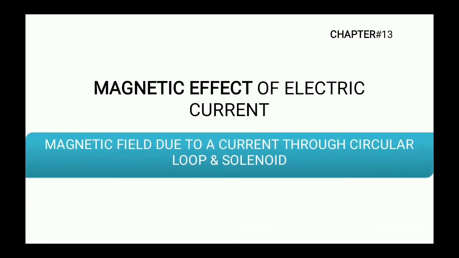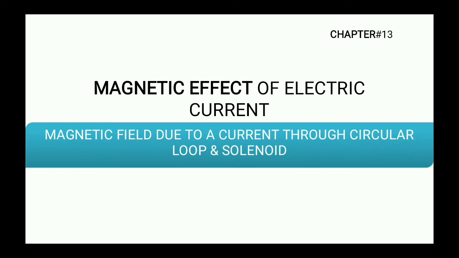So, today we will be continuing the lesson magnetic effects of electric current, and in that we will be studying about magnetic field due to current through circular loop and also magnetic field due to solenoid. So, this is part number 4 of the lesson.